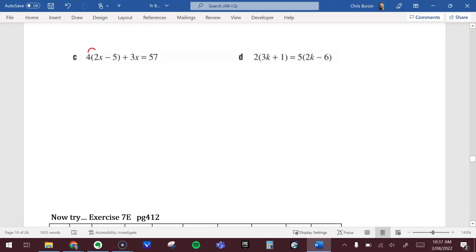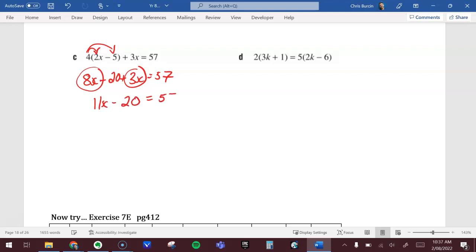Looking here, okay, we've got some like terms we're looking out for. So we're going to start with the distributive law. Remember, 4 or any pronumeral next to a bracket means multiply by each of them. 4 times 2x is going to give us 8x. See if I can line up my equal signs better this time. Minus 4 times 5, which gives me 20, plus 3x equals 57. Now, before I go any further, I can put these terms together, and they can add up to a whopping 11x. So 11x minus 20 equals 57.